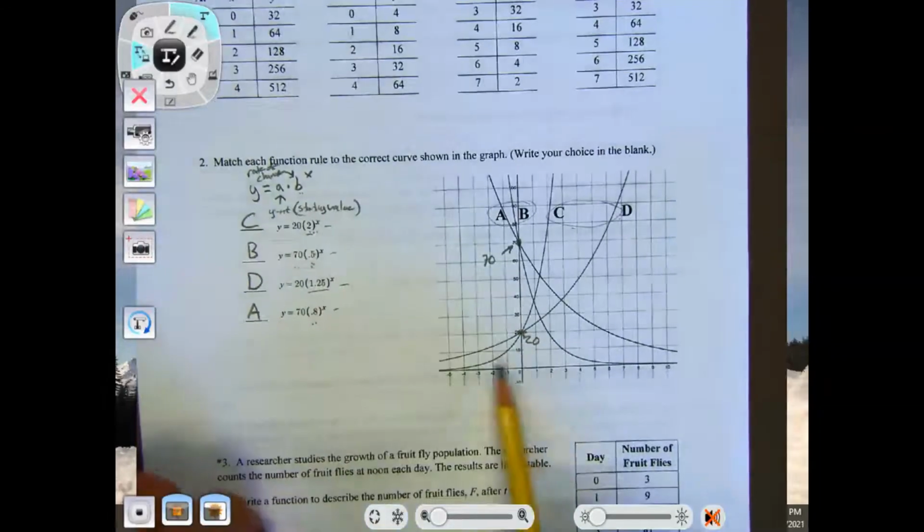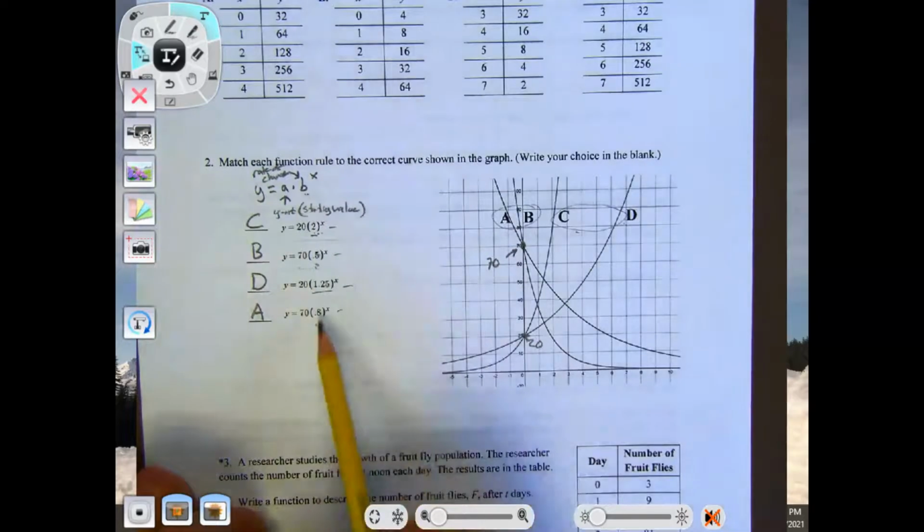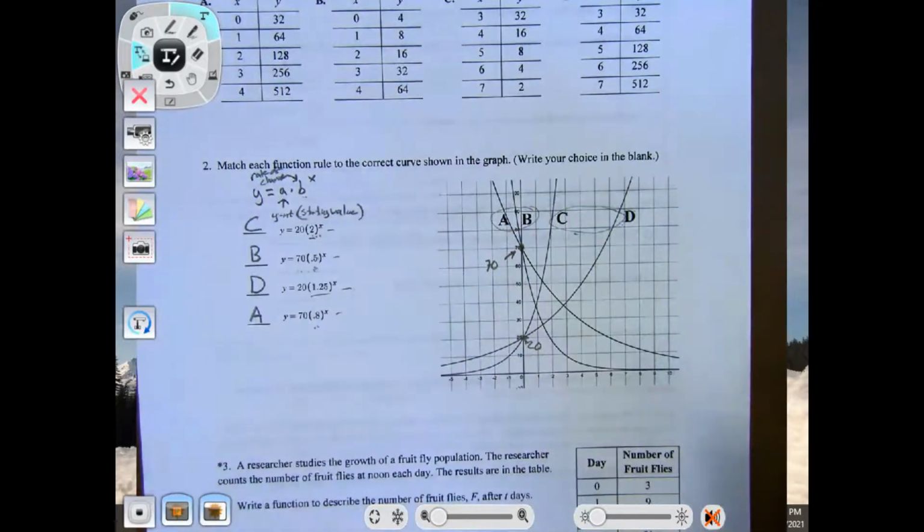First thing to look for, though, is the y-intercept. Then you can look for the rates of change. Okay? All right, moving on. Number 4.